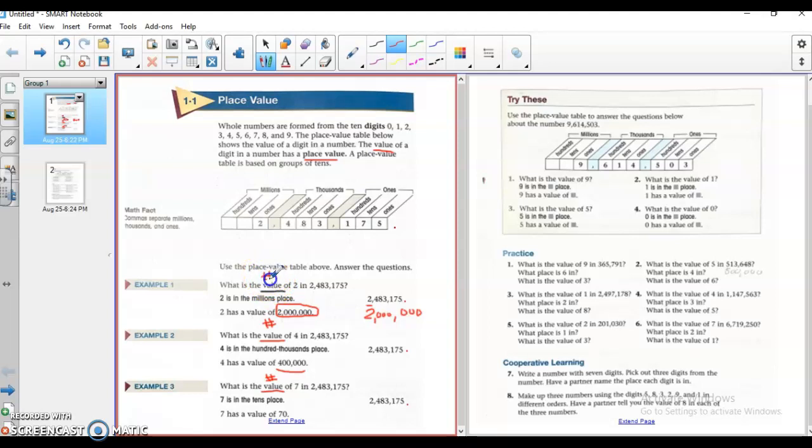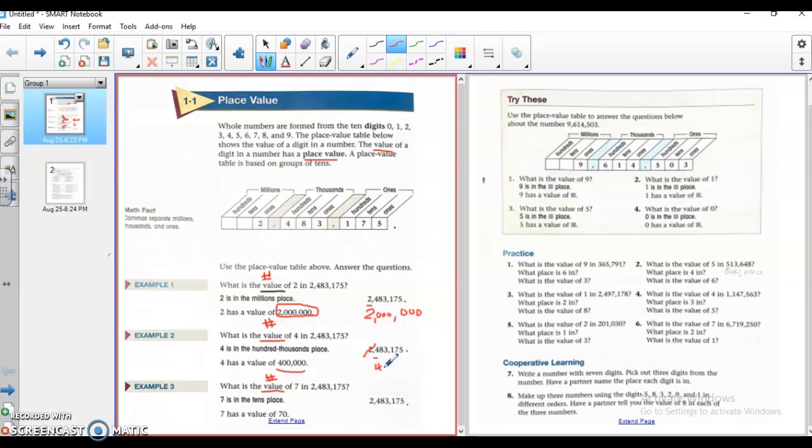Okay, let's go to example number 2. Again, what is the value of the 4 in that same number? So we know we're talking value, which means it's got to be a number. So go down here. You can do this on side paper or whatever you have at home to help you. Underline the 4 because that's what they want you to do. You are not going to worry about the 2 because it comes before it. So you are going to write your 4.